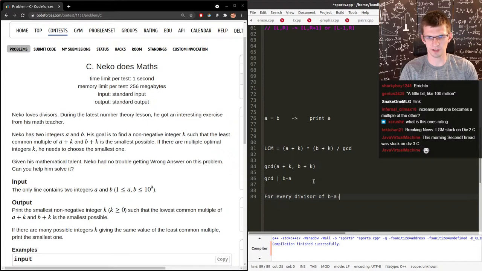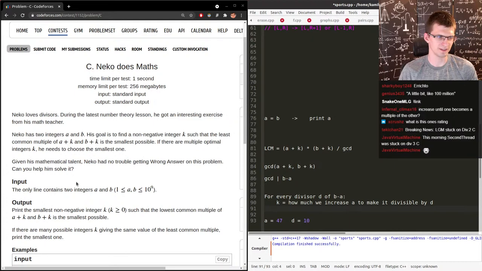So the solution is, for every divisor of B minus A, K is how much we increase A to make it divisible by divisor D. For example, if A is 47 and divisor D is 10, then we know that we need to increase by 3. We just use modulo for that. The remainder will tell us how much we lack to be a multiple of that. And that's possible K, and we also know the values, so we can figure out what the LCM will be. And I think LCM will fit in long long.